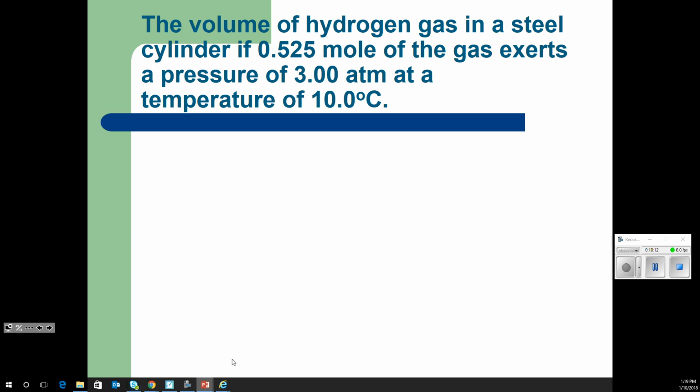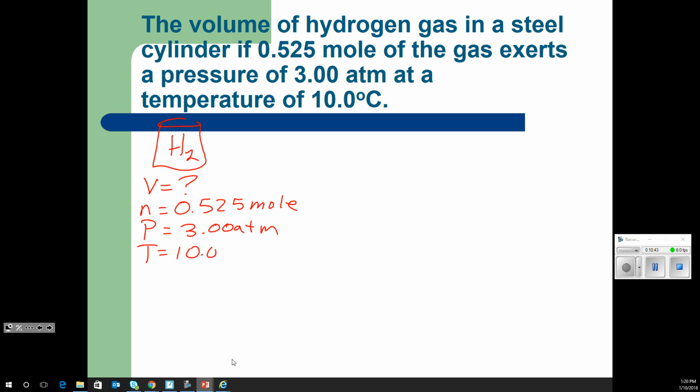Okay, so let's take this one. A volume of hydrogen gas. So I've got H2. That's what hydrogen gas is. I don't think I'll need it, but I'll put it down here. In a steel contained cylinder. So here's the steel cylinder because I'm drawing my picture. What is the volume? So I want V, question mark. If I have moles of the gas, it exerts a pressure at a temperature. Really quickly, change that temperature to Kelvin.